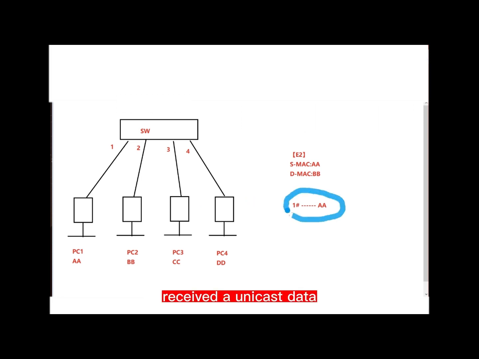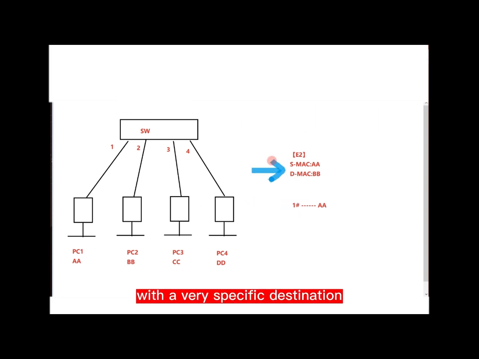When it receives unicast data with a very specific destination, it checks whether that destination MAC is in the MAC address table. If there is, it checks the table and forwards. If not, it floods. After flooding, the device has finished learning, and next time you can check the table. This is the processing action for unicast data.